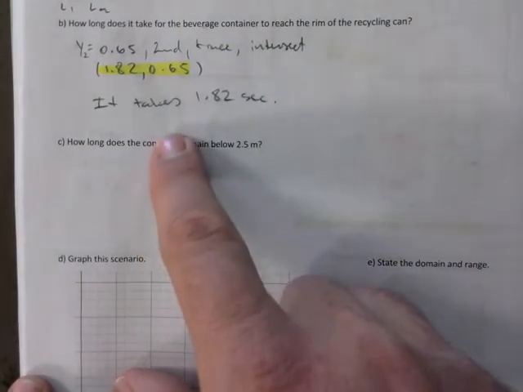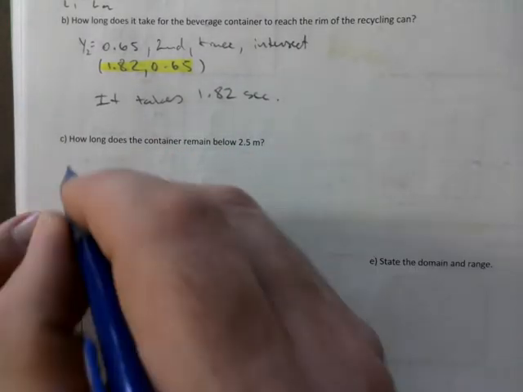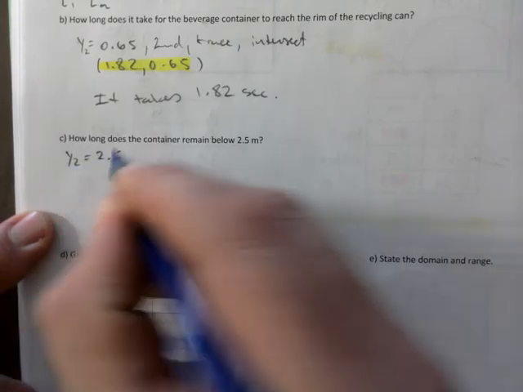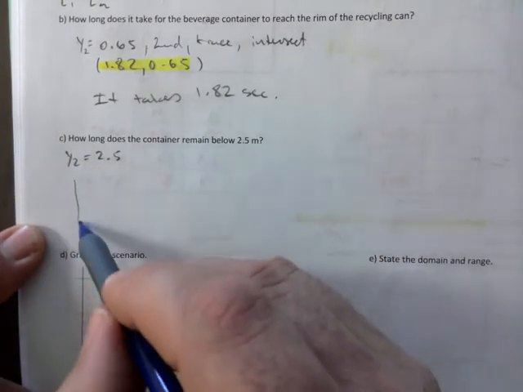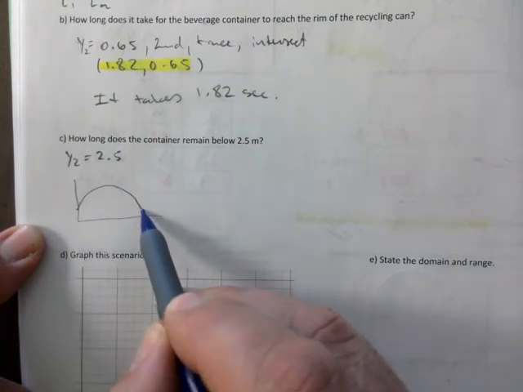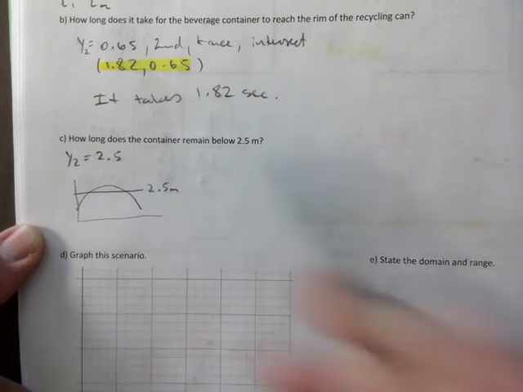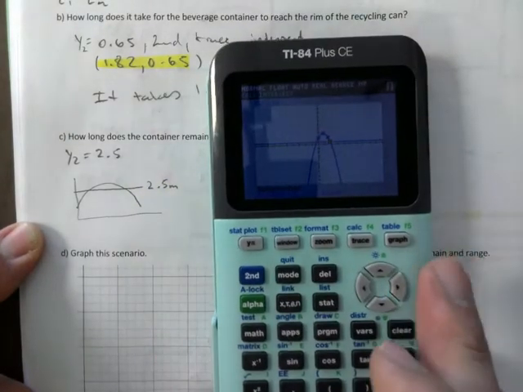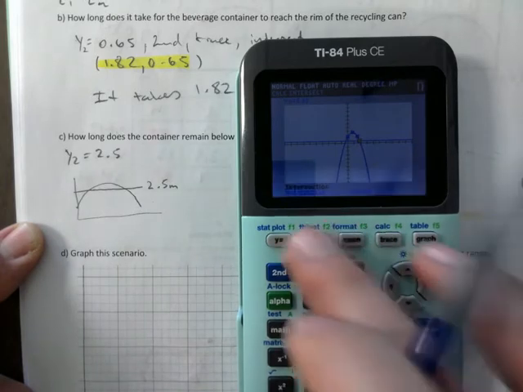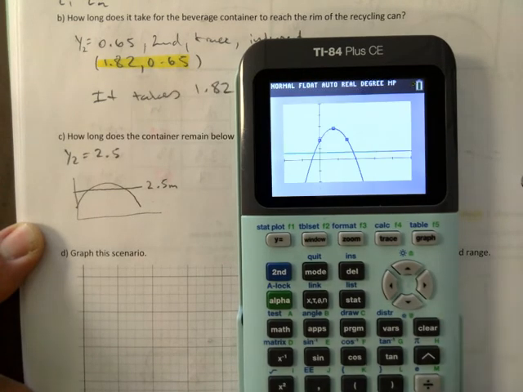Next, how long does it remain below 2.5 meters? So we need to make y2 equal to 2.5 and figure out how this goes. We're probably going to have a line that goes like that. That's our 2.5 meter line. And we're going to find out those x values. Let me adjust my window a little bit. I feel like it's too much. I don't need that much. There you go. That's better.